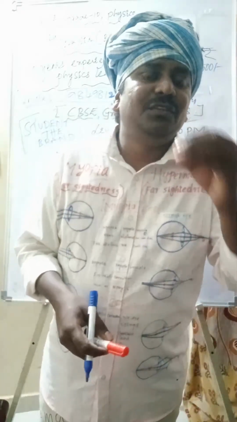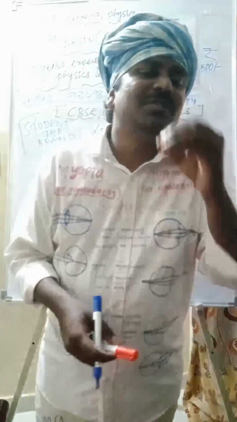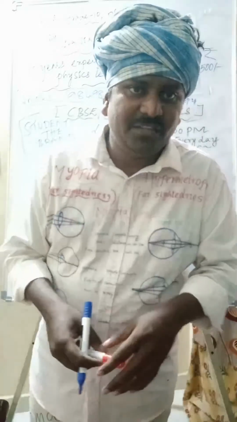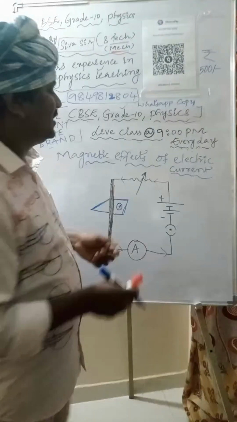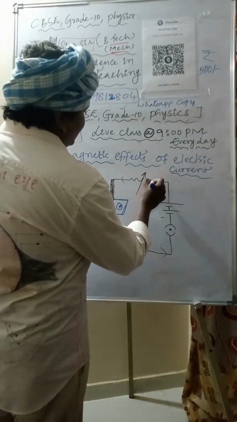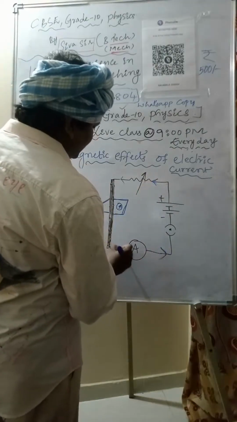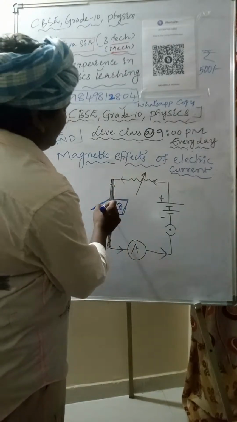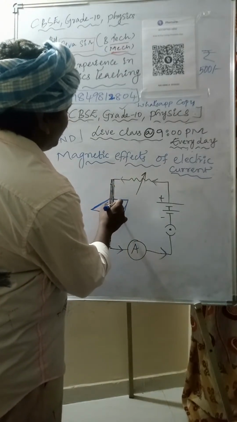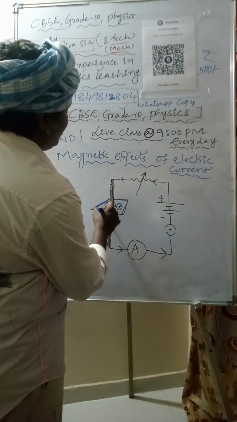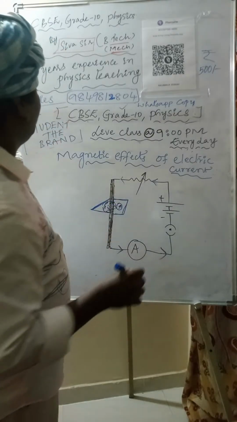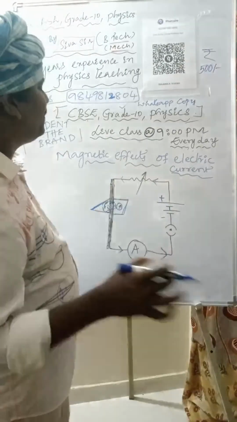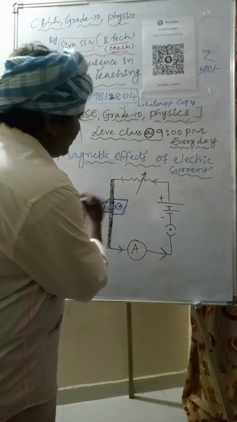A compass, if you suspend it normally, always shows the north and south direction. Here I am considering a current passing like this. A magnetic field will be created around it.